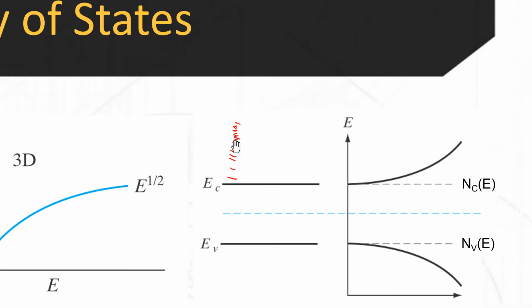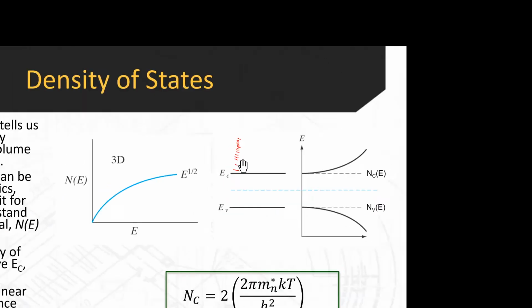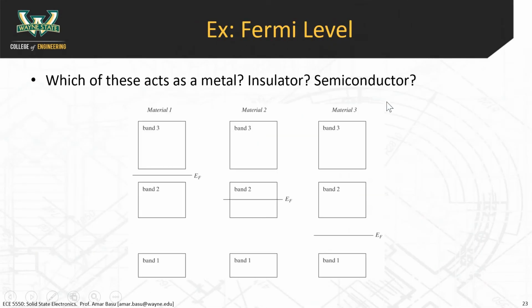Is there like a top edge to that band? Yeah, there is. Oh, absolutely. The conduction band is a band that looks like this. It's a continuous set of energies. Yeah, good question.